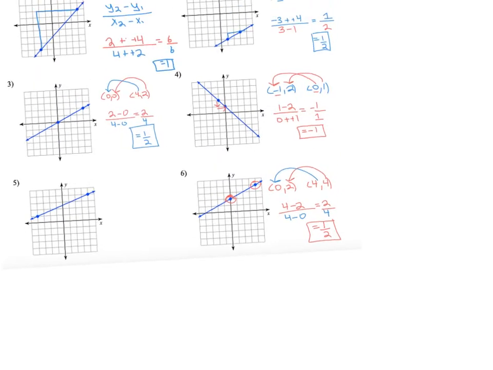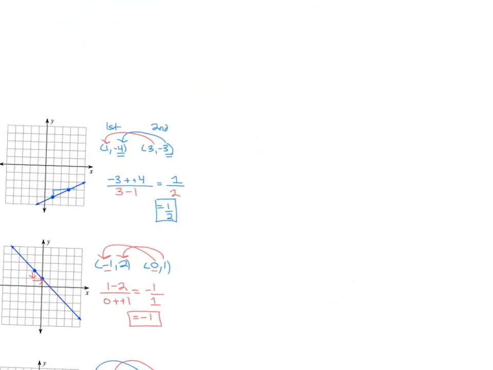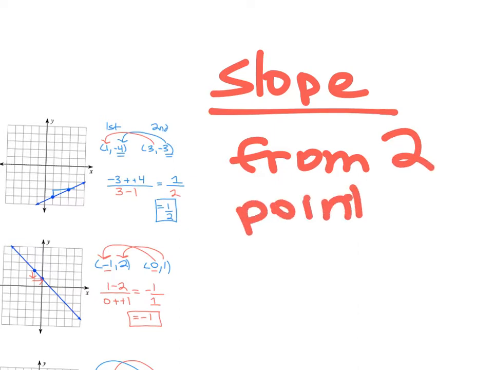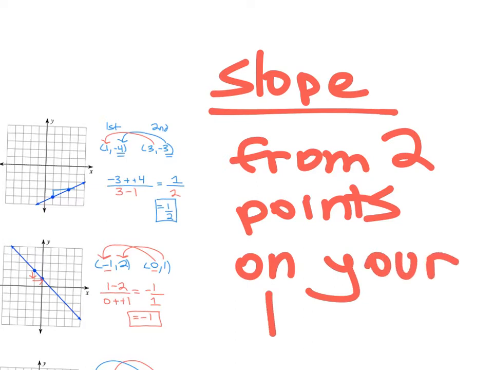All right, so that is your lesson for today. What we were doing is we were finding slope, so how steep is our line, from 2 points on your line. So we found slope from 2 points on your line.